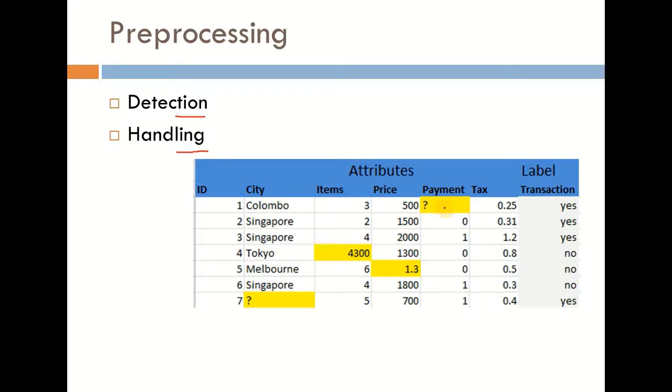Now, detection of missing values is a very clear-cut process. We can see that such cells do not have any values provided, like we do not have any value provided for the record with ID 1 for its payment. Missing values can be represented with a question mark, an asterisk, a name, or just an empty cell. Over here, we do not have city provided for the item with ID 7.